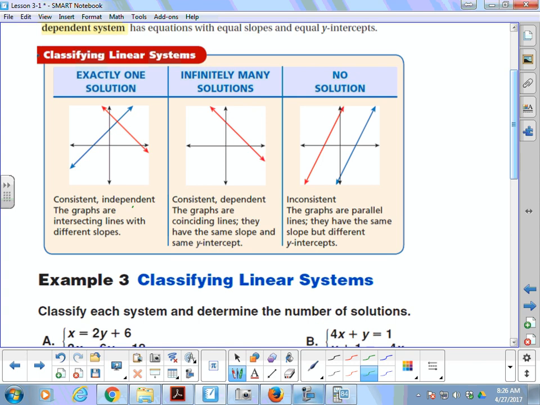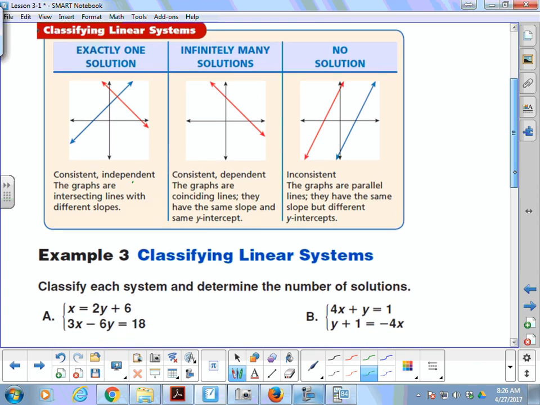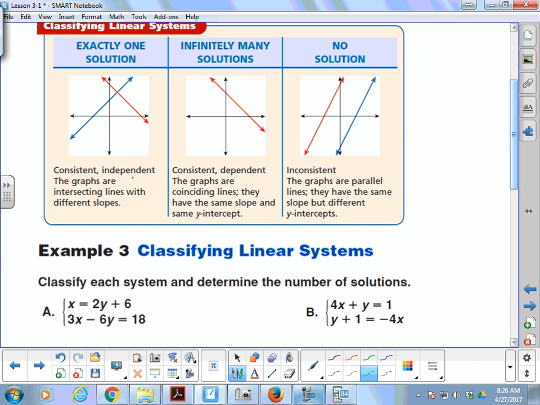So all we need to do to be able to classify is find the slope and the y-intercept for the two equations. Once we see the slope is different, we're good, we're done. But if the slopes are the same, then we need to check the y-intercepts. If the y-intercepts are the same also, then there are infinitely many solutions. If the y-intercepts are different, they're parallel, and we have no solution.